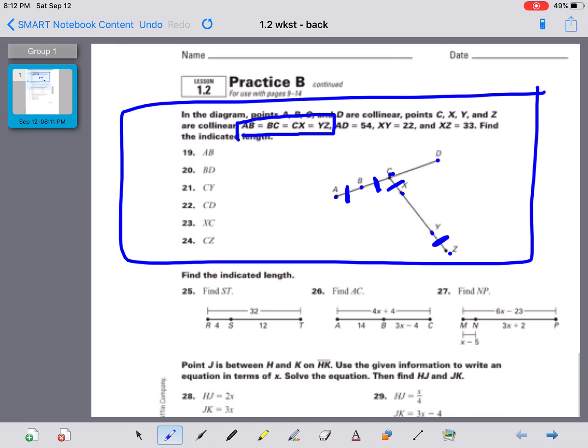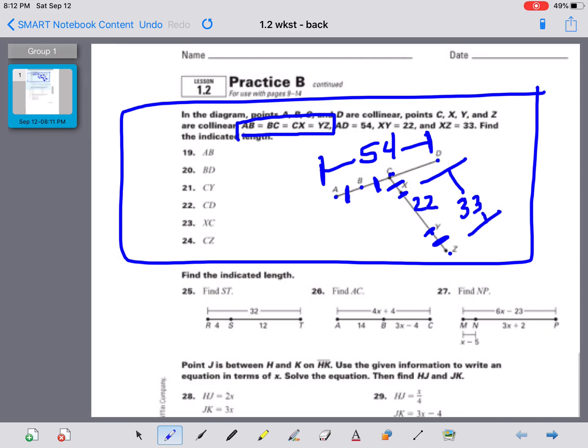Then they start giving us some values. A to D is 54. So what I'm going to do is mark my picture up. That's going to be super helpful. A to D is 54. X to Y is 22. So just between here and here is 22. X to Z, from here to here, is 33.